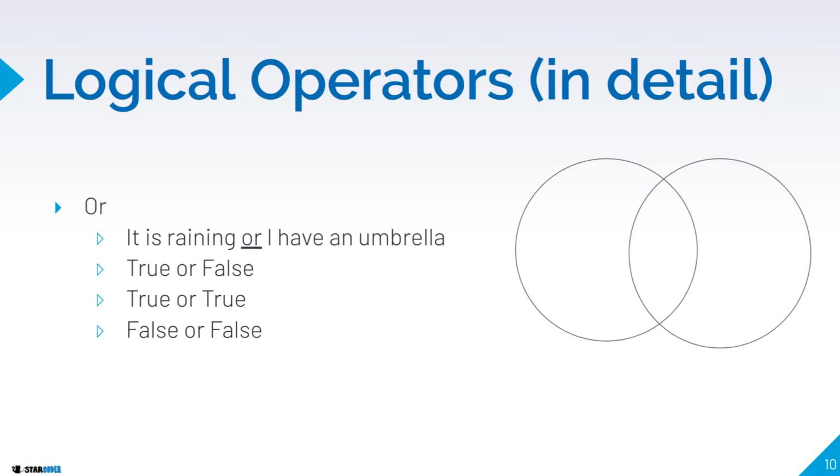Therefore, the main difference between or and and is that or only requires one of the values to be true for the entire expression to be true, while and requires both of the conditions to be true in order for the expression to be true.